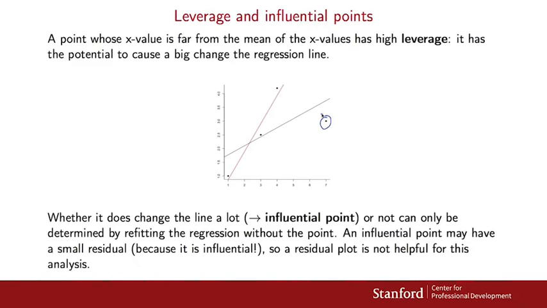For such an analysis, the residual plot turns out to be not very helpful. The reason is that an influential point may have a residual which is quite small, so it doesn't show up in the residual plot. The reason why it's quite small is because the point is influential in the first place, so it pulls the regression line towards it. In fact, in this example, you see that the residual is quite small.